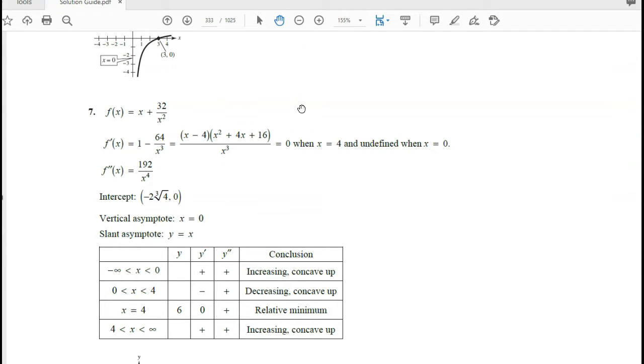So taking the derivatives, that was okay. Finding increasing, decreasing, concavity, was that part okay? Was it the rational stuff that we needed to review on? Okay. Yes. So on number 7, okay.